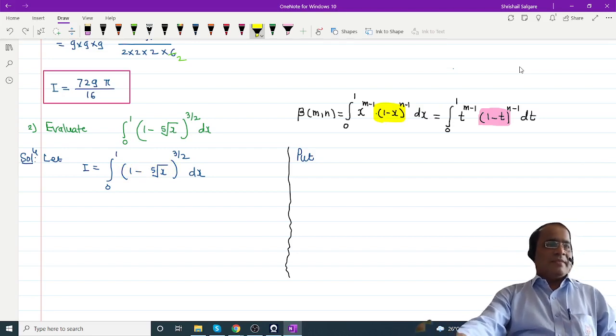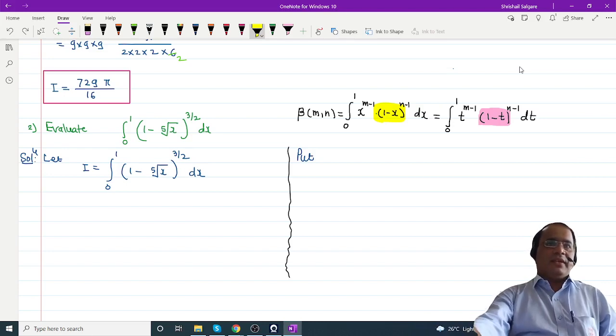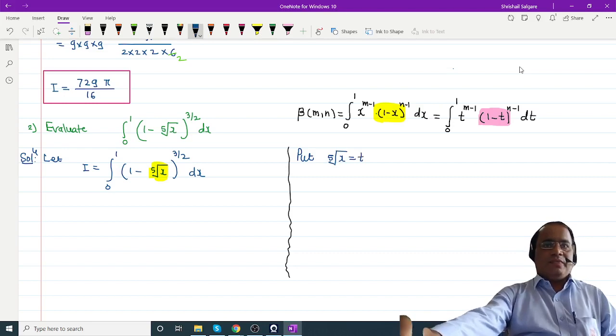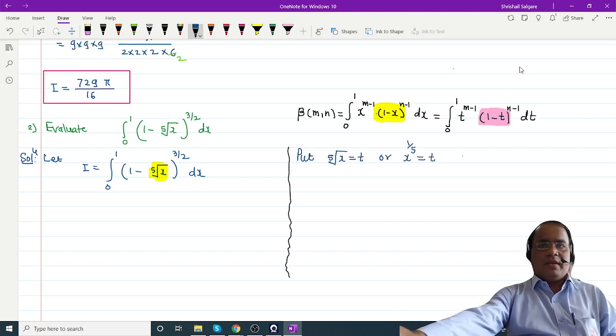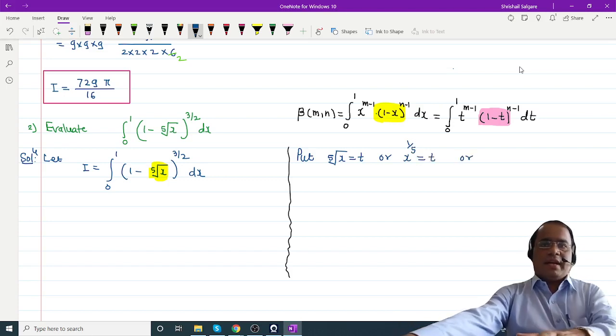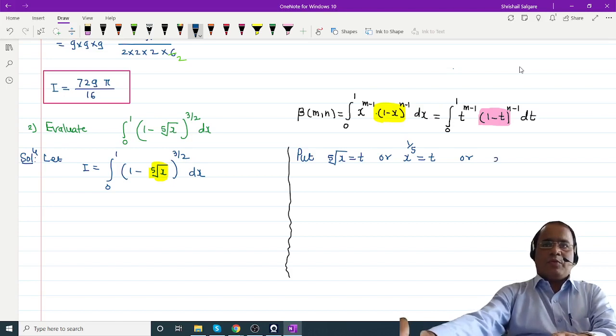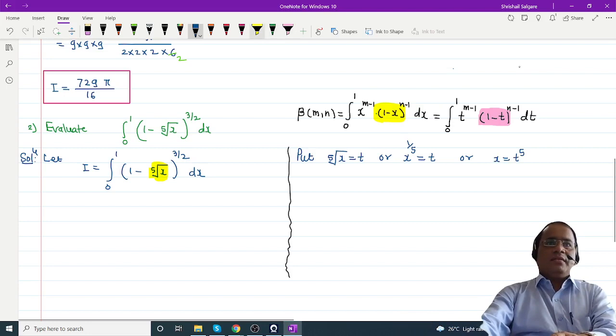I have to take the name then. Fifth root of x is equal to t. Yes, very good. This term equal to directly t, then you will get 1 minus t. So that means put fifth root of x is equal to t. The same thing you can write, fifth root is nothing but x raised to 1 by 5 is equal to t. Or taking fifth power on both sides, x is equal to t raised to 5. Okay, so this is your substitution.